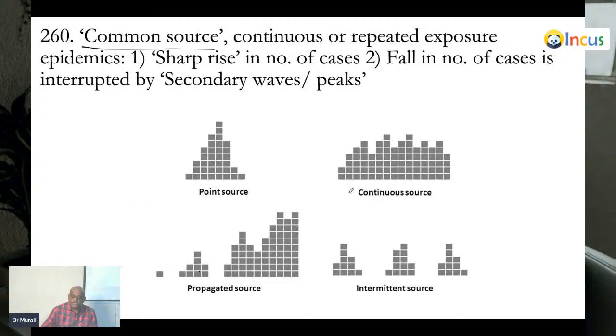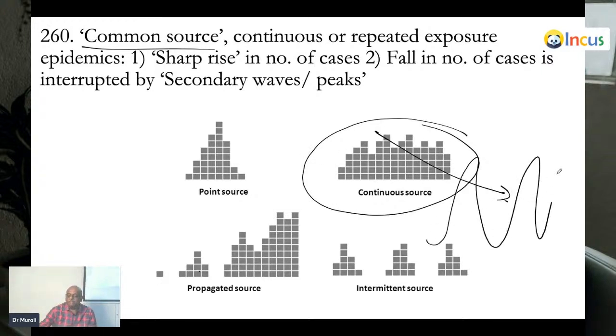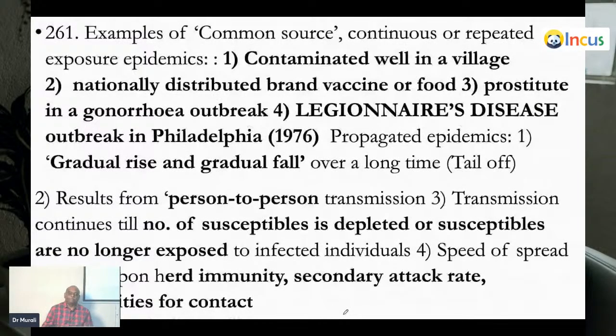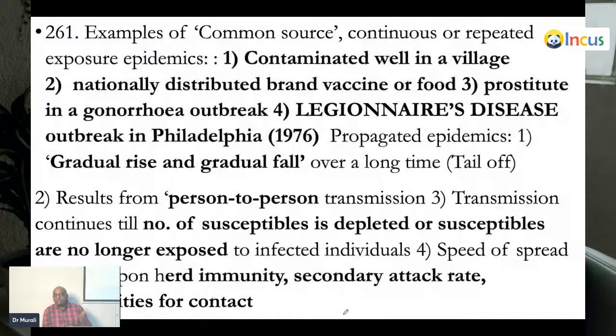Even in common source also, there's a sharp rise, but the fall doesn't happen easily. It happens with secondary waves. COVID is an example of a common source or continuous or repeated exposure epidemic, is what you have to basically remember. So a contaminated well in a village, or a nationally distributed brand of vaccine, or a prostitute in an area causing a gonorrhea outbreak, Legionnaires' disease outbreak in Philadelphia, they're all basically what? Common source epidemics.